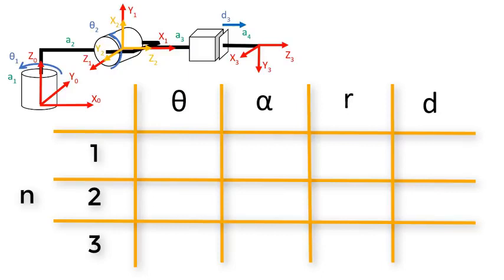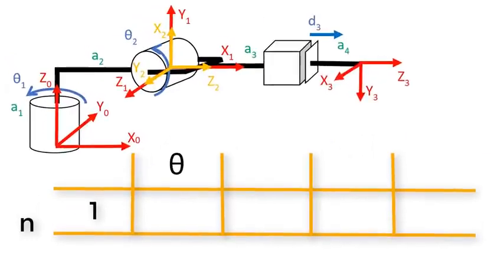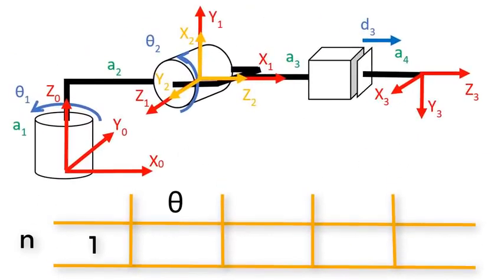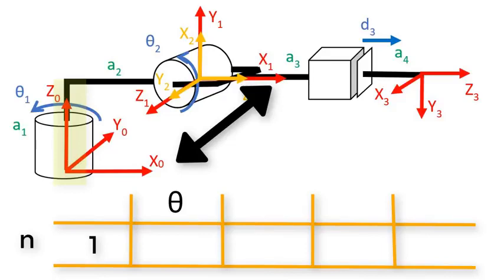Let's apply the definition of theta to the first row here. We'll substitute n equals 1 because this is row number 1. Theta then is the amount that we have to rotate frame 0 around the axis z0 in order to get axis x0 to match axis x1. In our diagram, x0 is pointing to the right, and x1 is also pointing to the right. So we don't have to rotate frame 0 at all in order to get axis x0 to match axis x1.